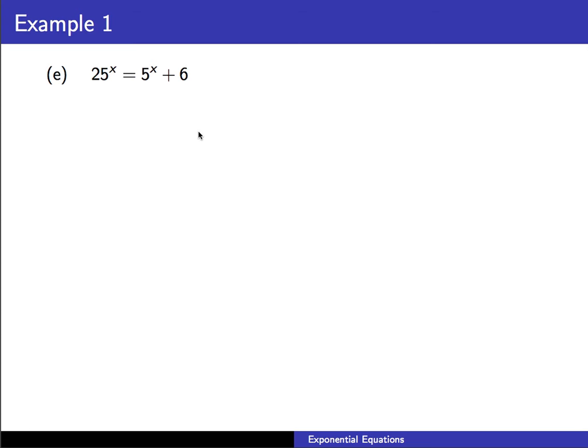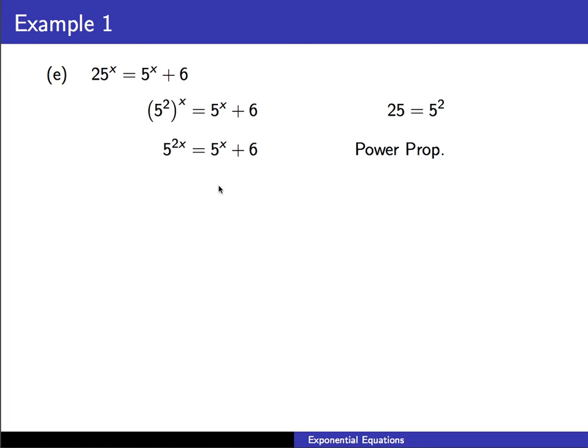Now, one technique would be to rewrite 6 as a power of 5, which can get pretty ugly and tricky looking. So what we're going to do instead is notice that 25 here as the base of this function is 5 to the second power. So we can rewrite 25 as 5 squared, and we have 5 squared being raised to the x on the left-hand side equals 5 to the x plus 6. Then using our power property for exponents, 5 squared to the x power is 5 to the 2x power equals 5 to the x plus 6.